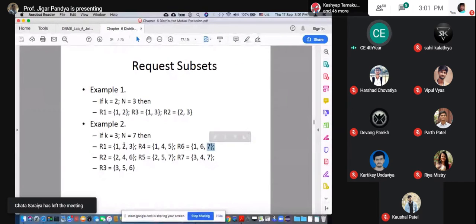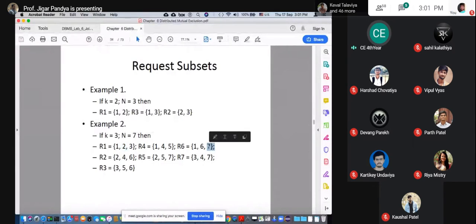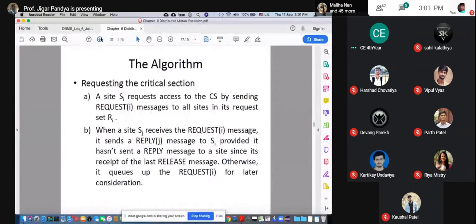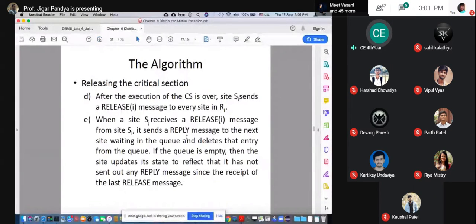So that whenever it receives the release message from site 2, it will then be able to give a green signal to site number 7. I believe you understand what I'm talking about. Every site in a quorum will also be maintaining something called a waiting queue.